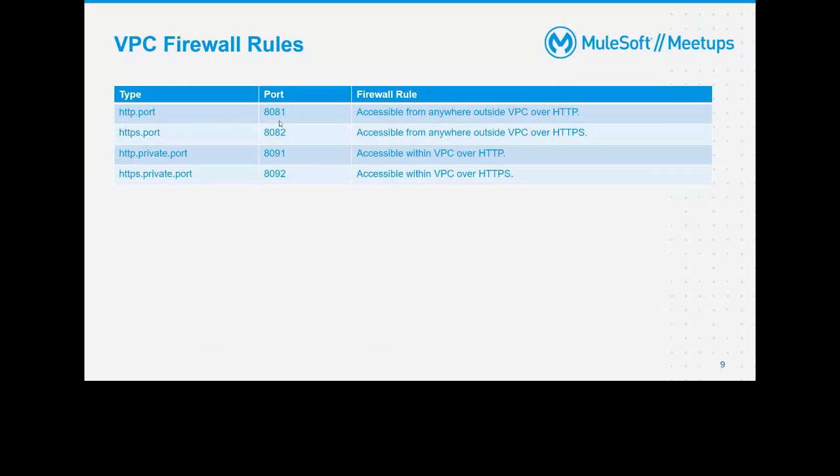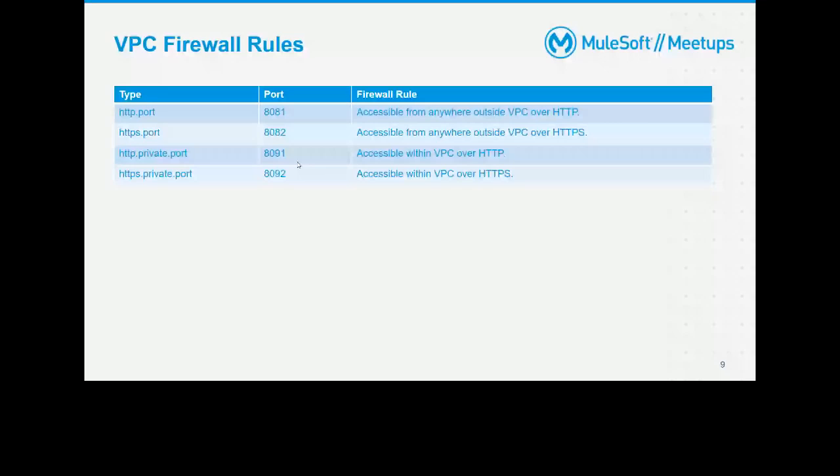There is a port called http.privateport 8091. When you deploy the application on port 8091 within the VPC, that application will not be accessible outside the VPC. It will only be accessible within the VPC, and you have to use this URL: http://mule-worker-internal-appname.region.cloudhub.io:8091. Similarly, on https.private.port 8092, the application can be accessible within the VPC over HTTPS, and this is the URL you can use: https://mule-worker-internal-appname.region.cloudhub.io:8092.